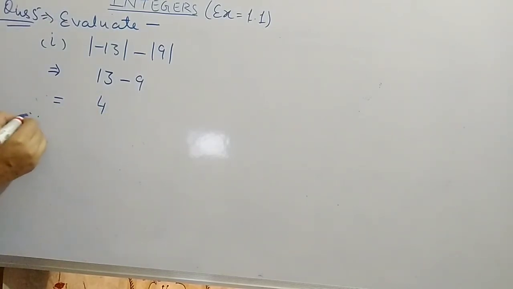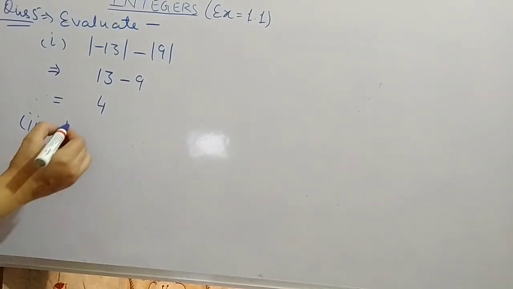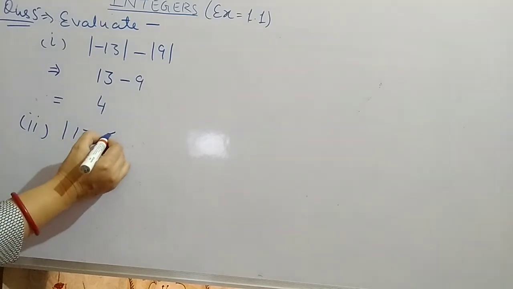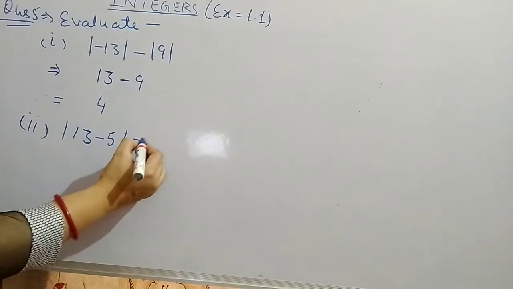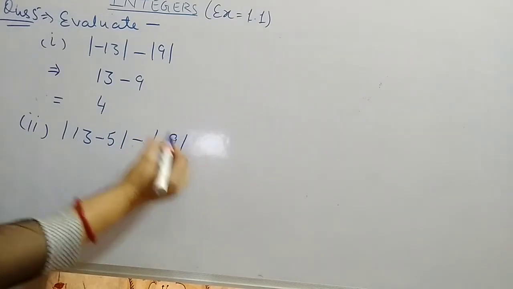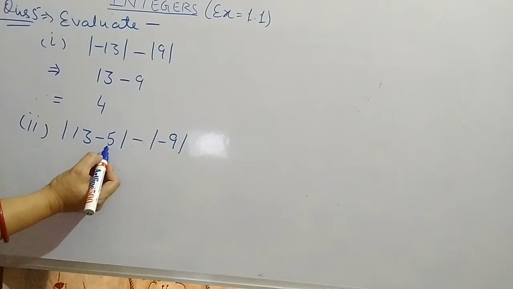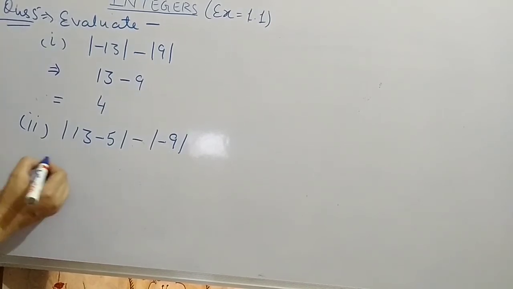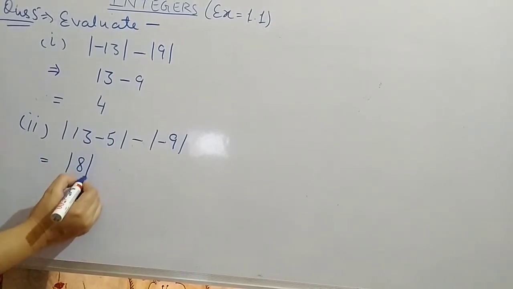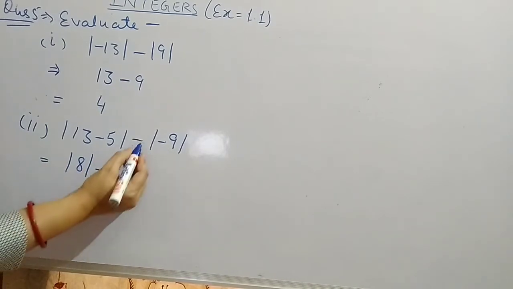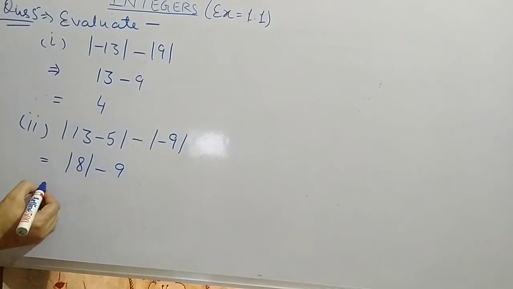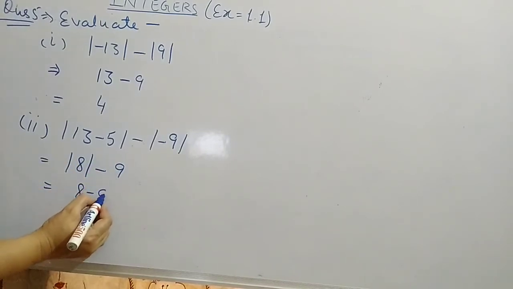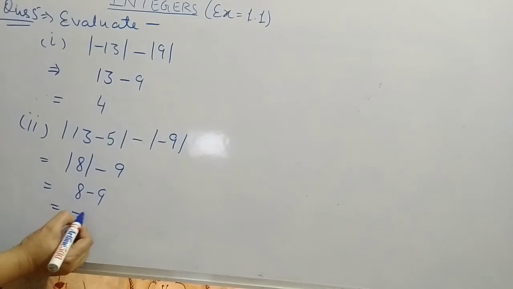Next, second part, we have modulus value of 13 minus 5, then minus modulus value of minus 9. So first simplify this. 13 minus 5 is 8, and here minus symbol as it is, modulus value of minus 9 will be 9. Modulus value of 8 will be 8. 8 minus 9, answer will be minus 1.